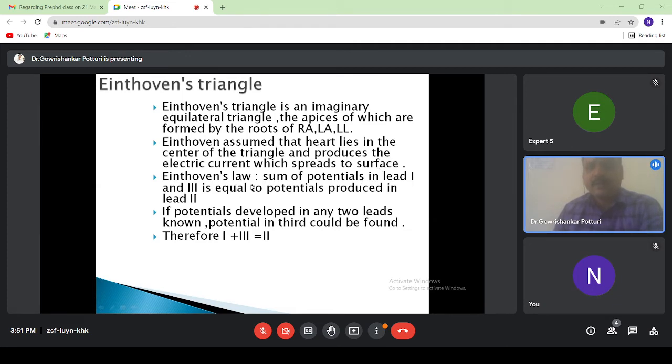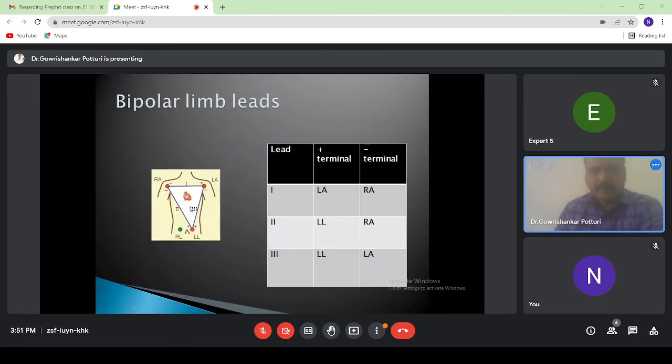Einthoven's law, very important. Sum of potentials in lead 1 and 3 is equal to the potentials produced in lead 2. See, what are the potentials picked up in 1 and 3? When you sum up, it will be equivalent to the potentials alone in lead 2. For example, lead 1 we got 4, lead 3 we got 6, 6 plus 4, 10. Lead 2 will be 10. Because the potentials are generated in that way. It is an equilateral triangle, Einthoven's triangle.